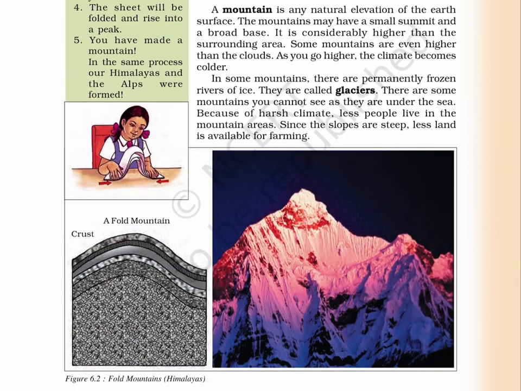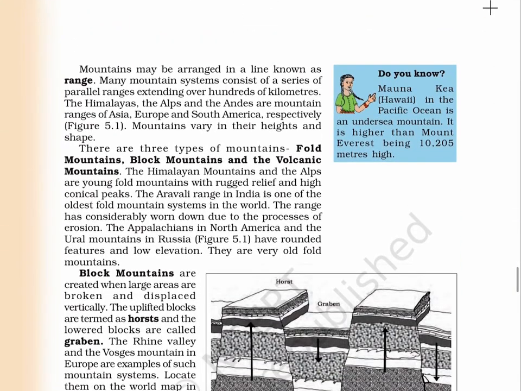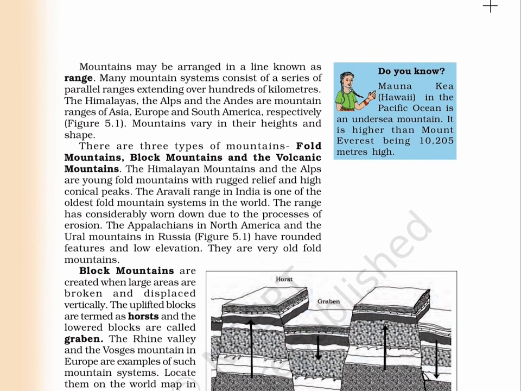There are three types of mountains: fold mountains, block mountains, and volcanic mountains. The Himalayan mountains and the Alps are young fold mountains with rugged relief and high conical peaks. The Aravalli Range in India is one of the oldest fold mountain systems in the world. The range has considerably worn down due to the processes of erosion. The Appalachians in North America and the Ural Mountains in Russia, as shown in Figure 5.1, have rounded features and low elevation. They are very old fold mountains.